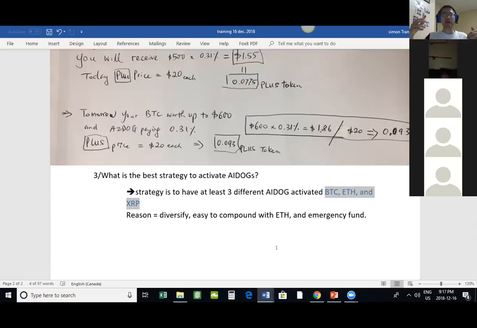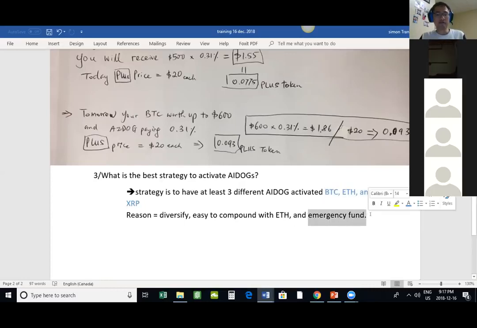It's also easier to cash out if you need the money, because one of the reasons is an emergency fund. What if one day you need money and you're out of cash? What you can do, if the cryptocurrency price is okay, is turn off one of your AI dogs. You have 3 AI dogs in this situation: BTC, Ethereum, and Ripple. You can turn off one of them. For example, you have $1,000 in each, so $3,000 in total.